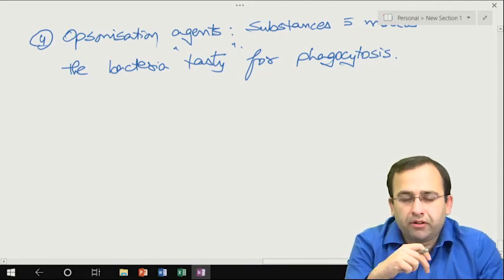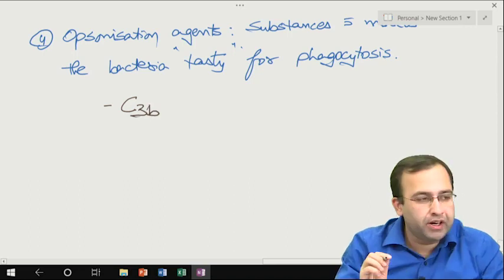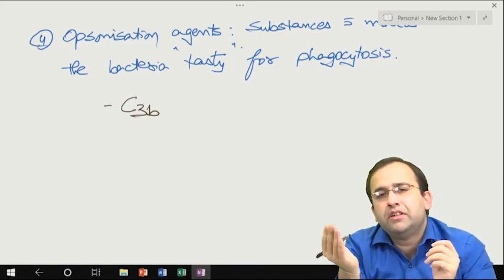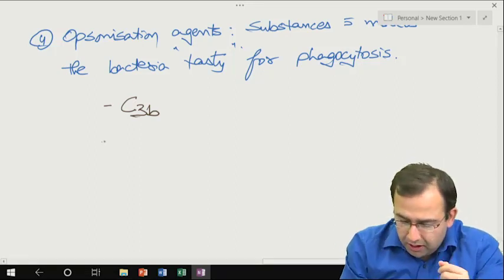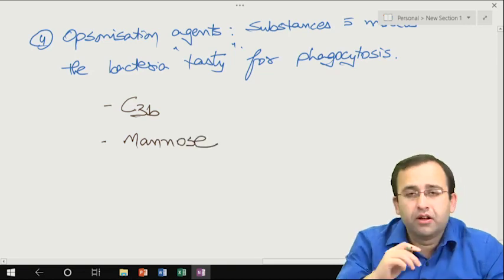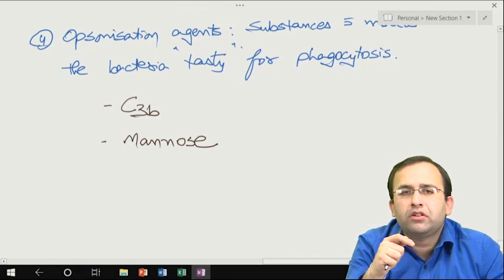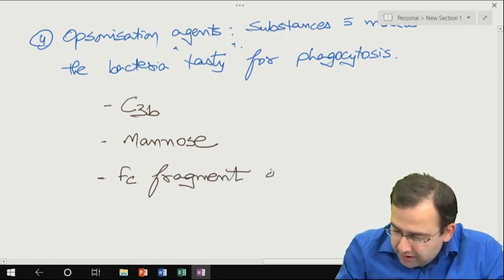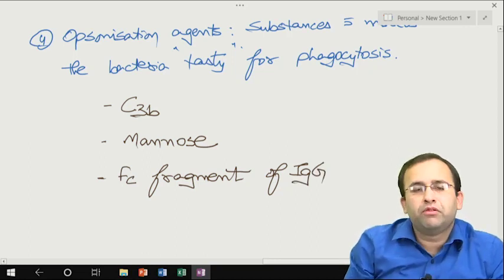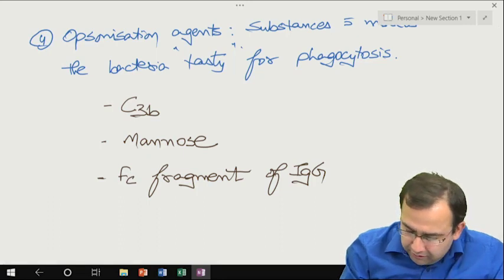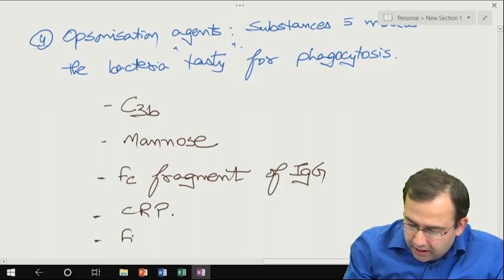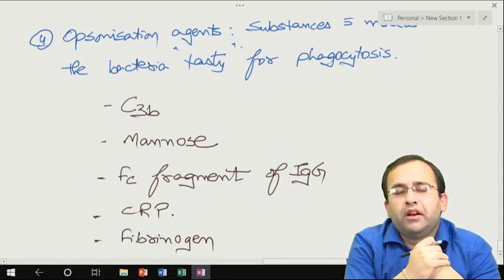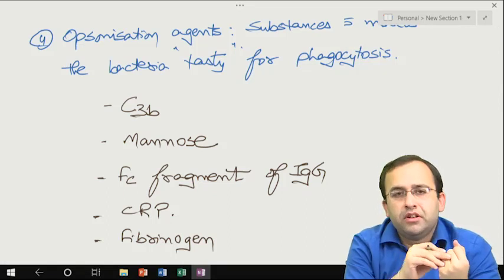Which complement factor? C3b. Very, very important. Do not confuse C5a, which is a chemotactic agent, with C3b, which is an opsonization agent. Next point, others are mannose. Obviously, what was making the bacteria tasty for phagocytosis? Mannose. Next, Fc fragment of IgG. We will be seeing what we mean by this. Next, CRP, C-reactive protein, and fibrinogen. These are the opsonization agents.